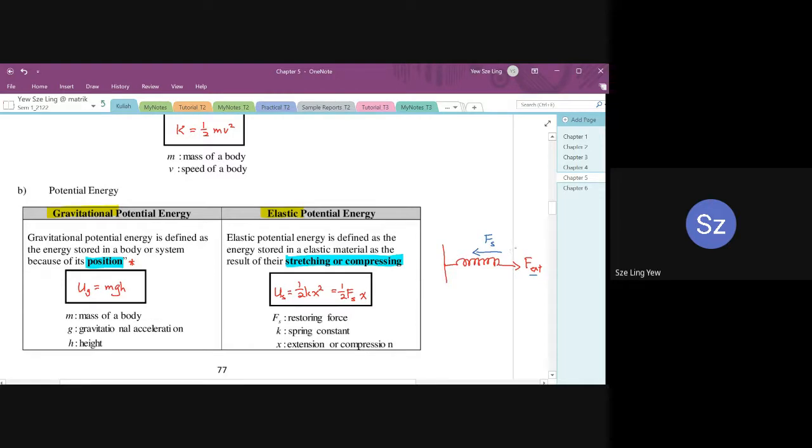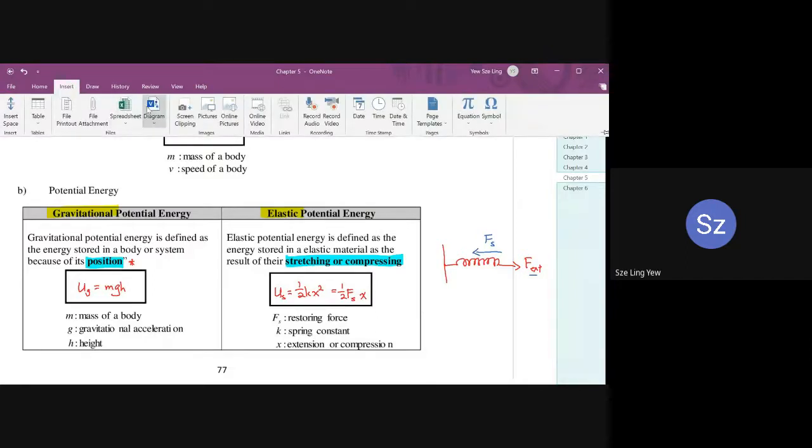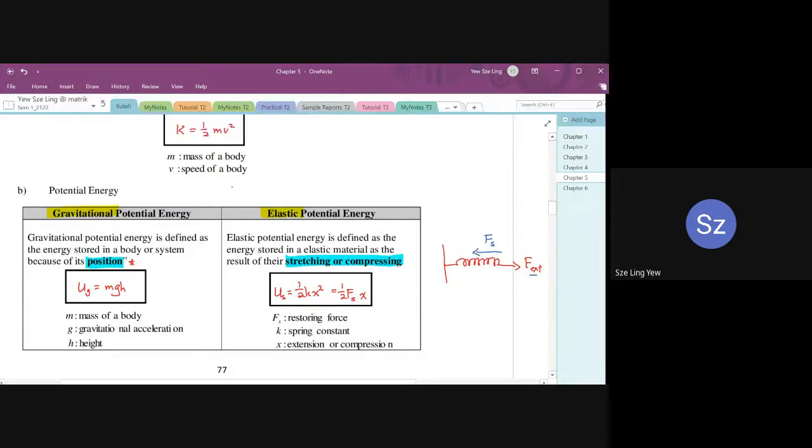Restoring force is always opposite to the external force. For example, now if you compress a spring, so this is a spring, what happens now?